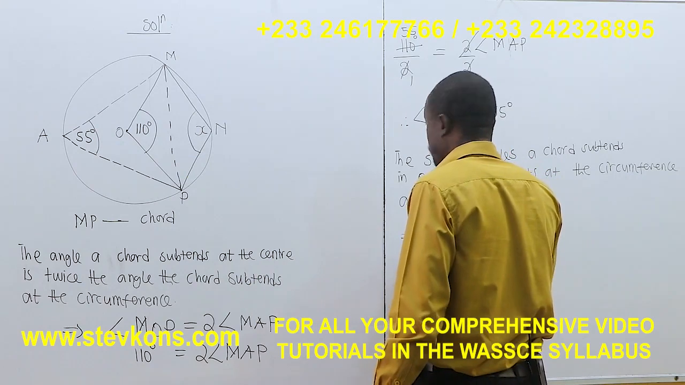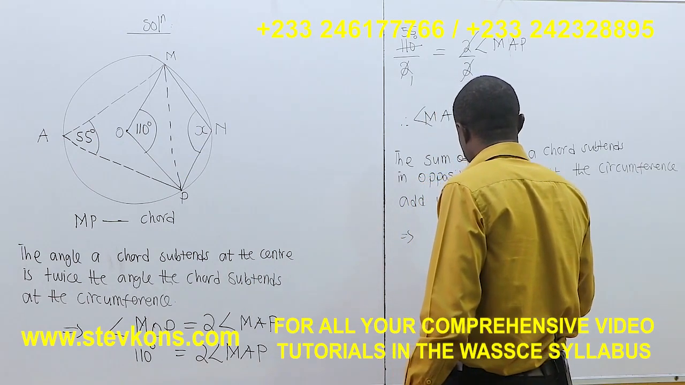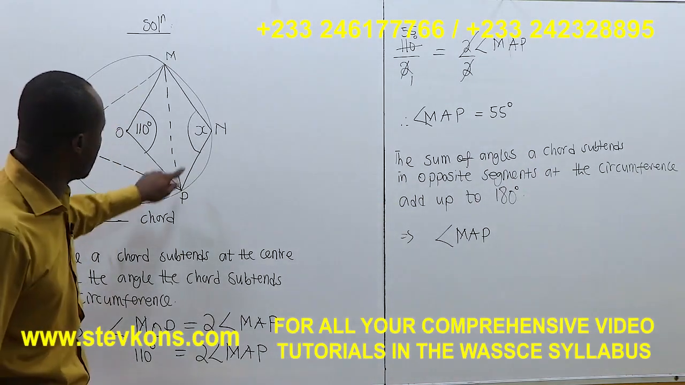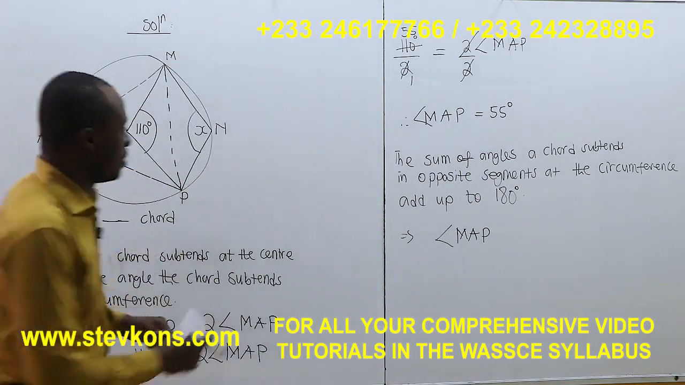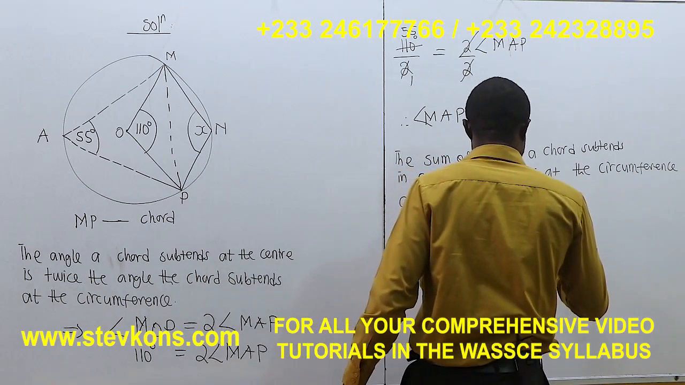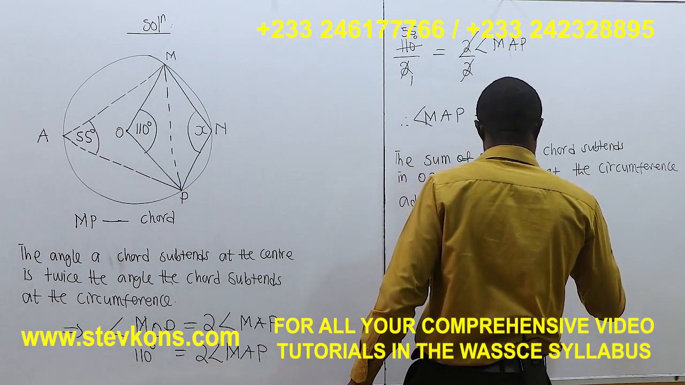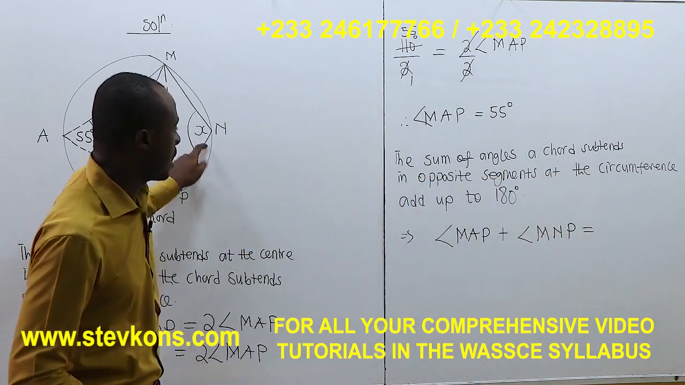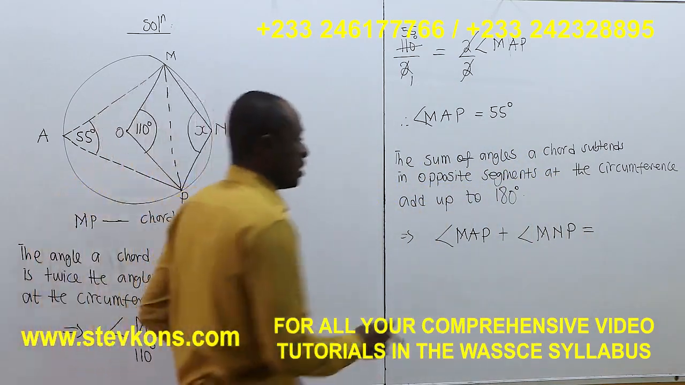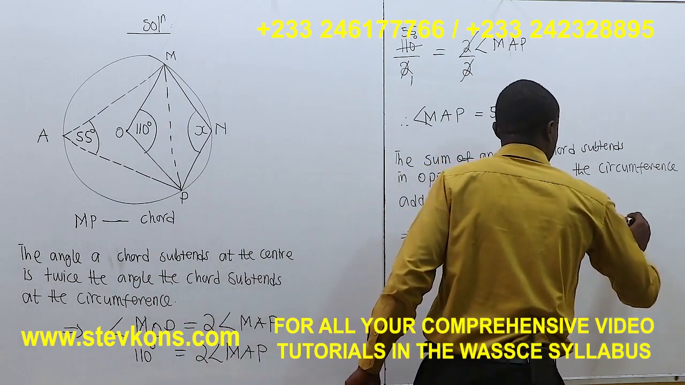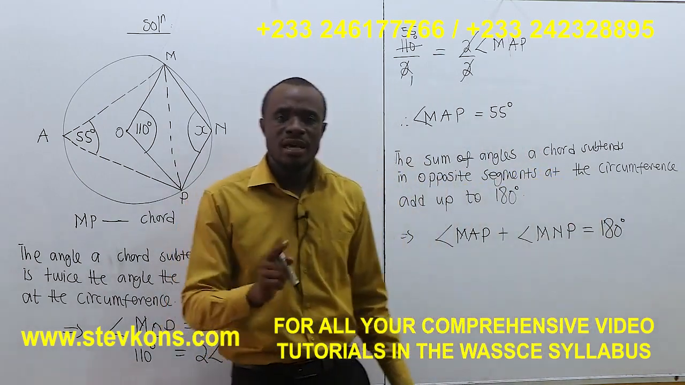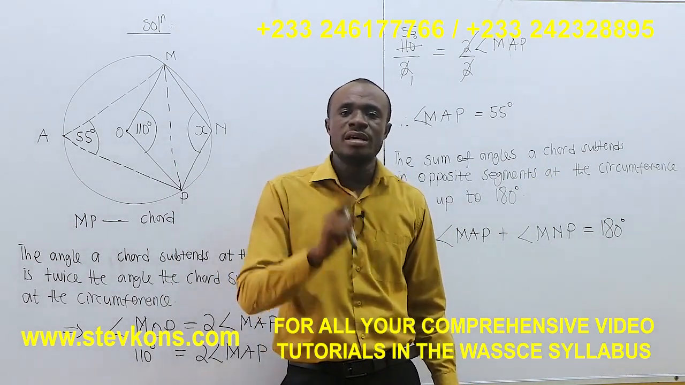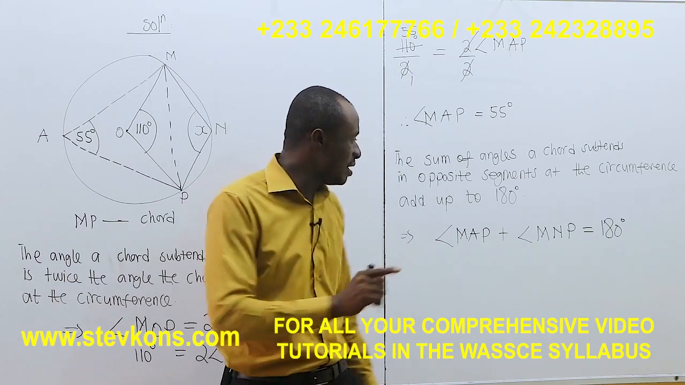So this implies, what are we saying? Angle MAP, that is the angle here, plus angle MNP, that is the angle here, equal to what? 180 degrees. The sum of angles a chord subtends in opposite segments at the circumference add up to 180 degrees.